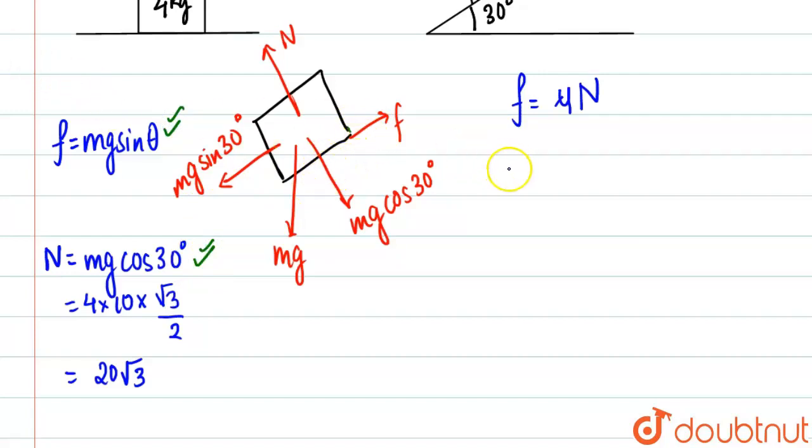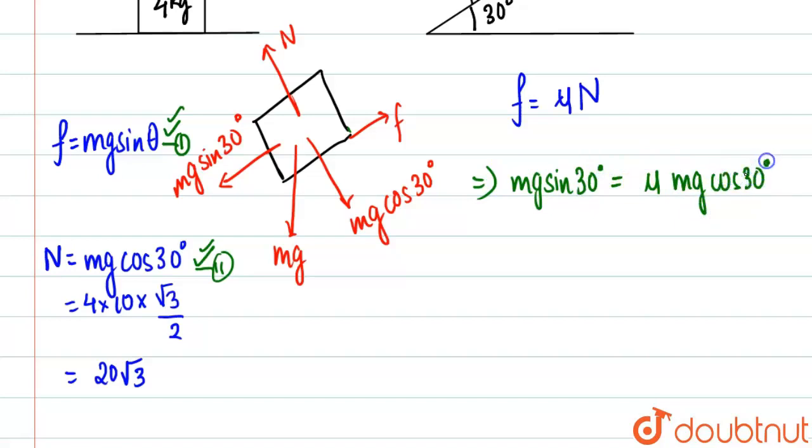So now we're going to solve this equation. We're going to put the values from equation 1 and equation number 2, let's suppose we name them. So we'll have F is equal to mg sin theta, which is mg sin 30 degree, which will be equal to mu into mg cos 30 degree. If we see properly, then the calculation of this was completely useless, because mg will get cancelled and we'll have just mu equal to tan 30 degree.